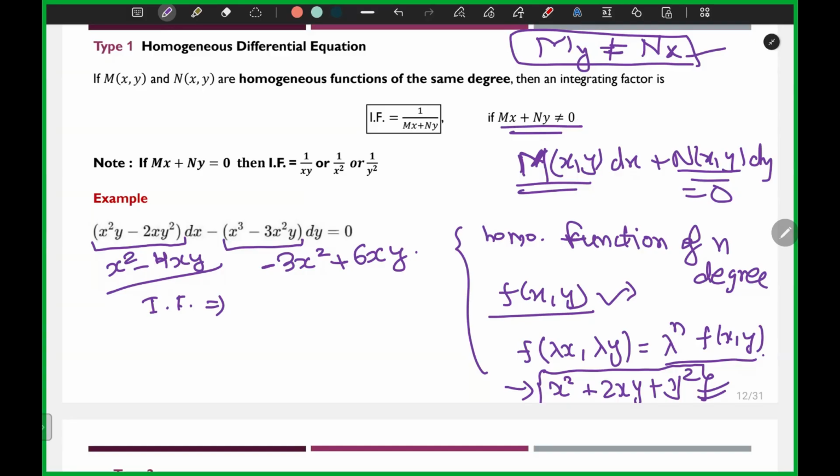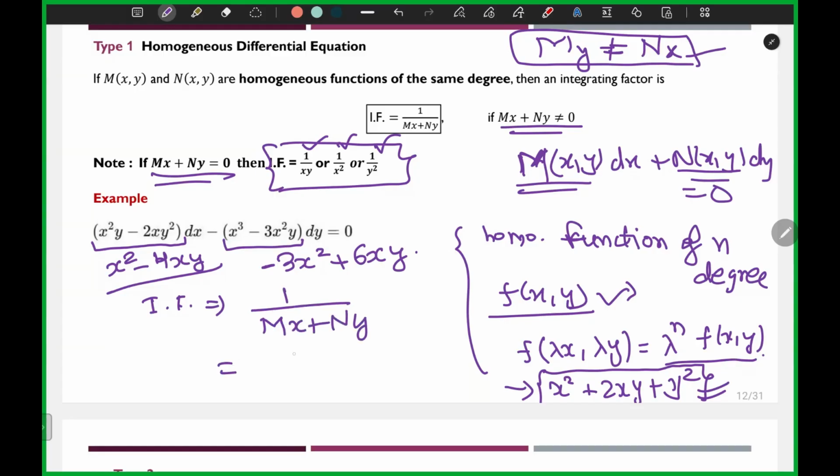Here we can say the integrating factor exists provided that Mx plus Ny is non-zero. If it sometimes becomes 0, then you have to check individually which one is the integrating factor for that particular given differential equation of first order. So here the integrating factor we can say is Mx plus Ny.